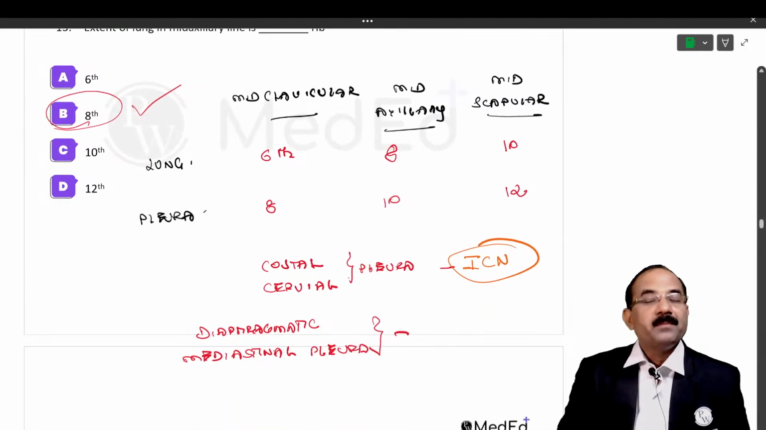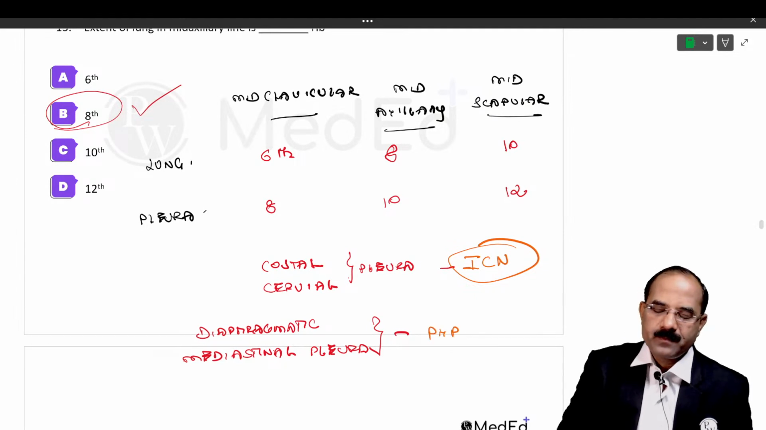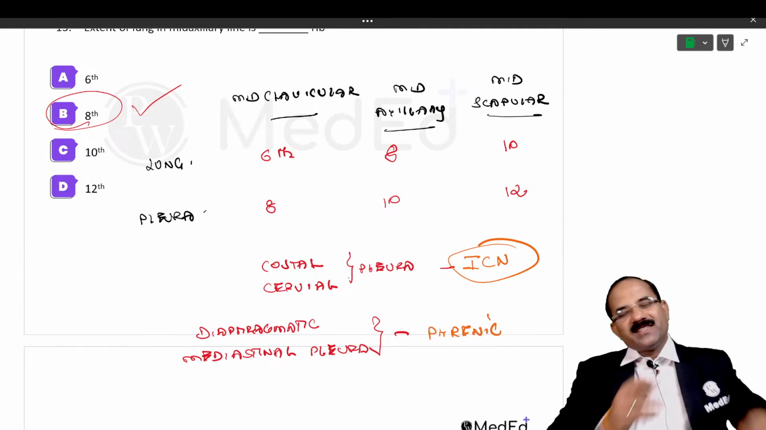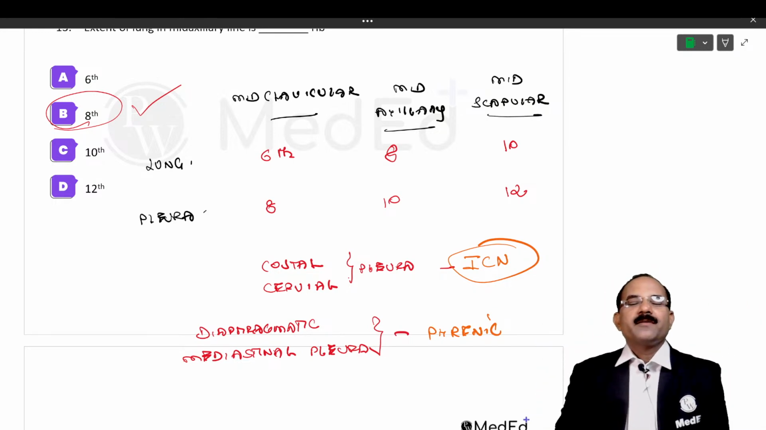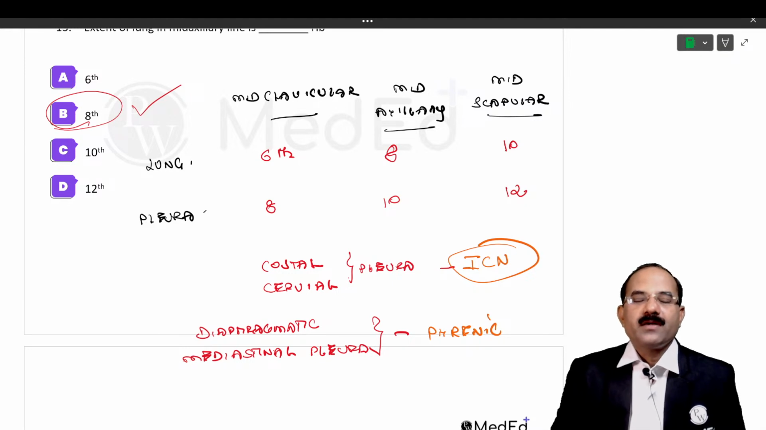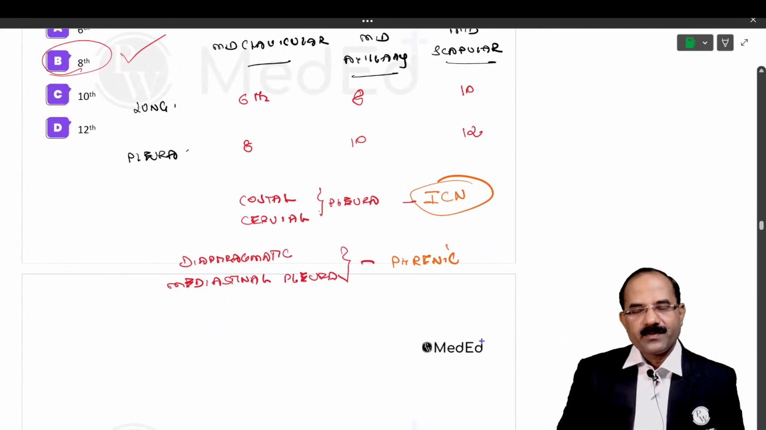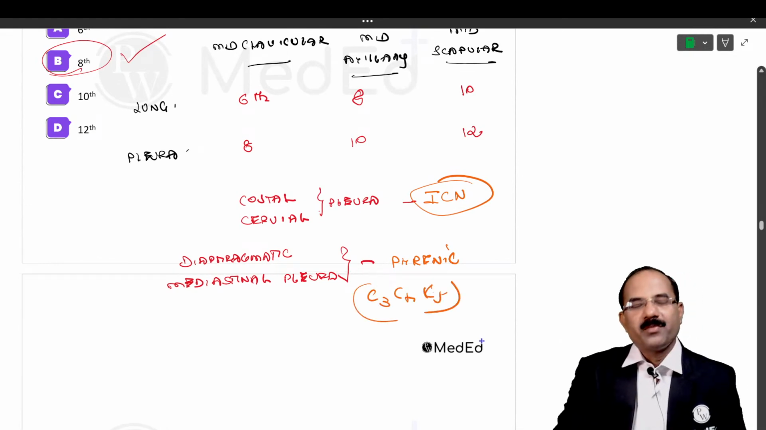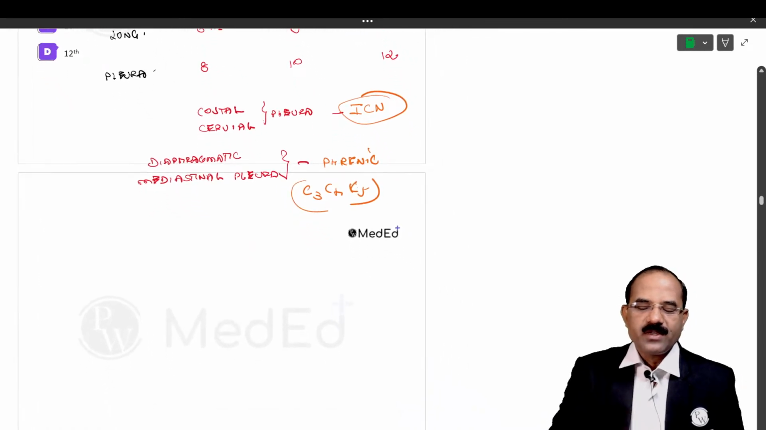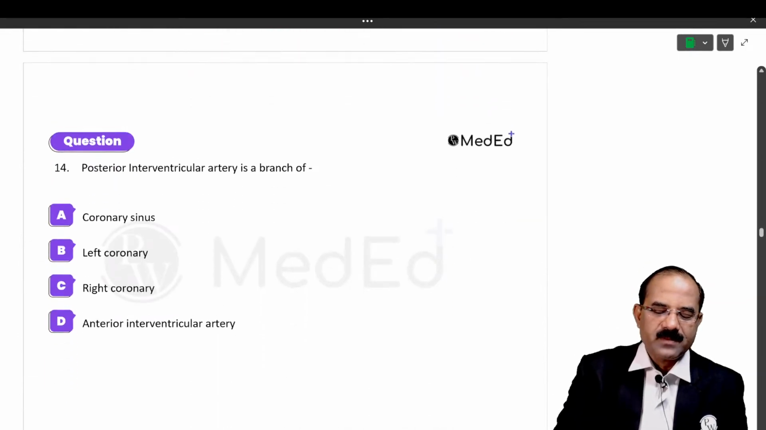And the diaphragmatic and the mediastinal pleura are supplied by, any guesses? The phrenic nerve. If we discuss like this, the discussion is never going to stop. Yes, that's the phrenic nerve. Costal pleura and cervical pleura by the intercostal nerve, and diaphragmatic and mediastinal pleura by the phrenic nerve. Can you tell the root value of the phrenic nerve? C3, C4, C5. Another very important MCQ. That's the root value of the phrenic nerve. Okay, we'll proceed to the next MCQ.